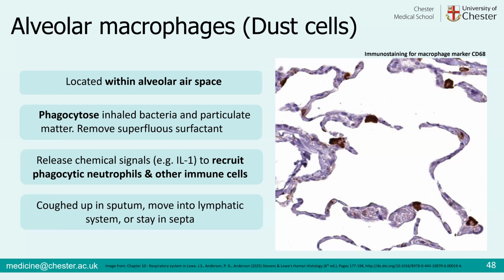Once they've engulfed something, they are motile. The cells are motile, so they can move up the respiratory system a little bit and be captured by that mucociliary escalator and then be taken up to the pharynx and swallowed or spat out.